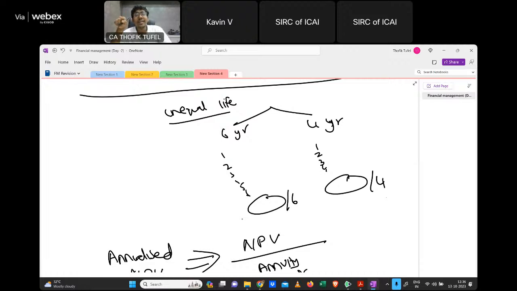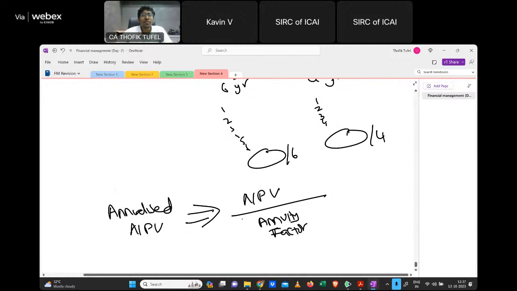Okay, if you're having time value of money factor, if I cannot add year 1 and year 2 cash flows, then how can I divide year 1 and year 2 cash flows? Correct. So if I want to divide the cash flows, I have to divide by the annuity factor. If I want to add, I have to use the present value factor. Okay. So if I want to divide, you put the annuity factor.